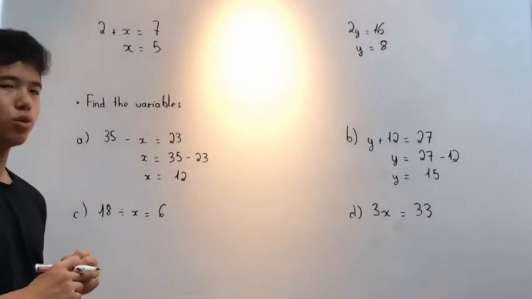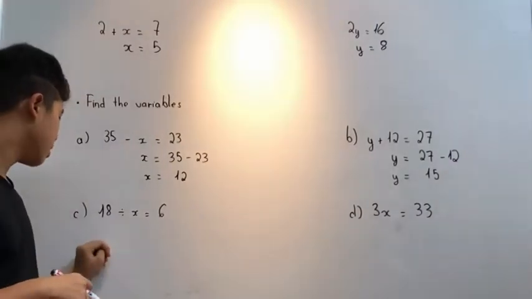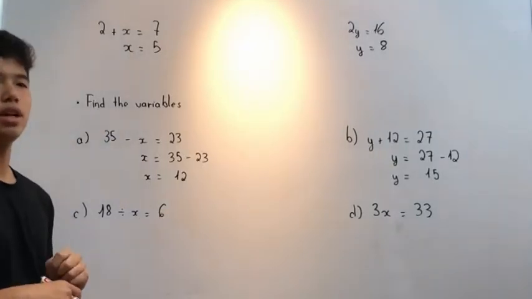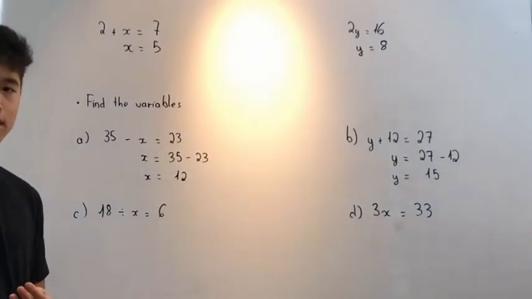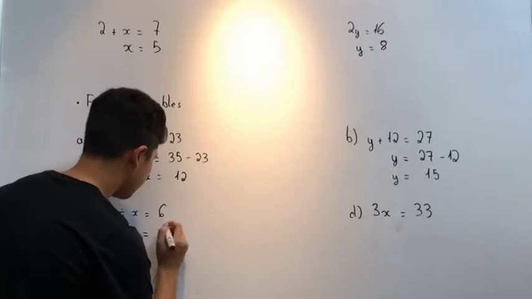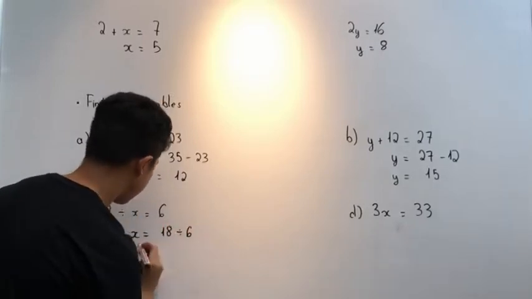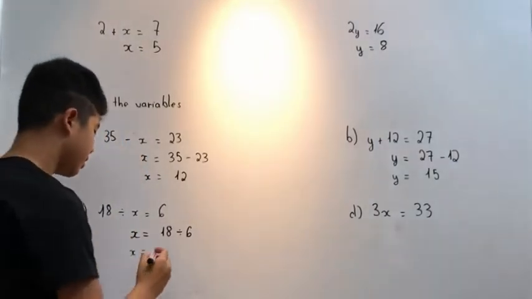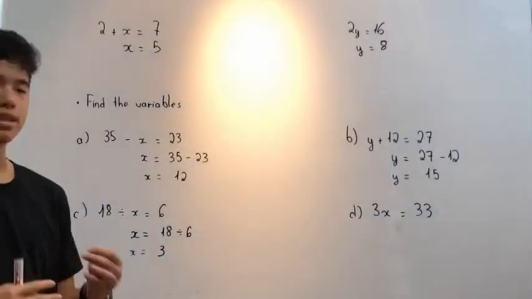Next one, let's do some division. 18 divided by x equals 6. So what number is 18 divided by to get 6? For this one, the easiest way is just to take 18 and divide it by 6 and we'll get the answer. 18 divided by 6 is 3. And also 18 divided by 3 is 6.